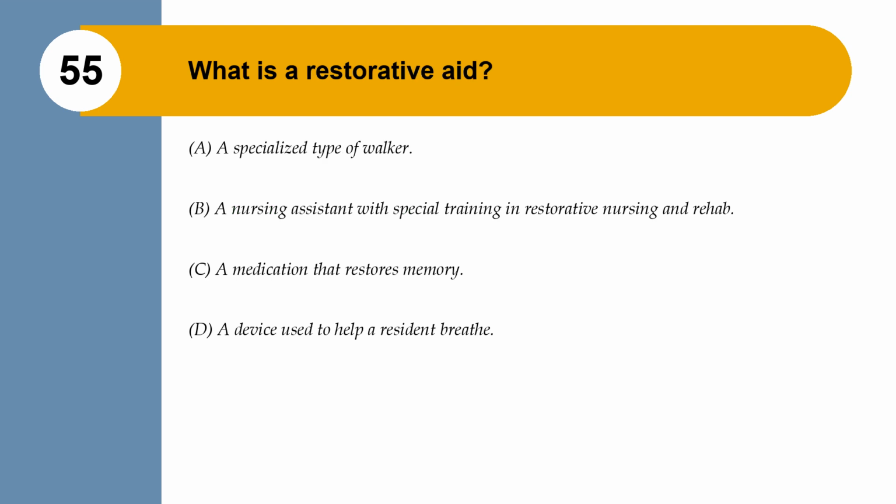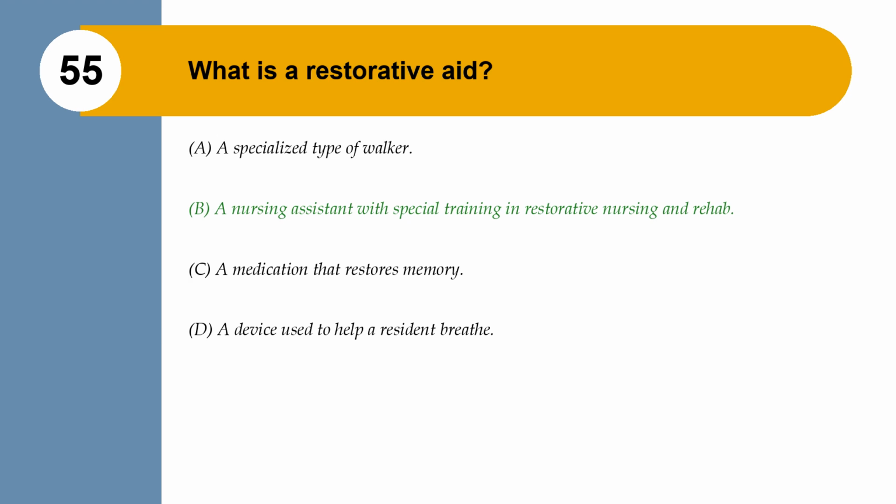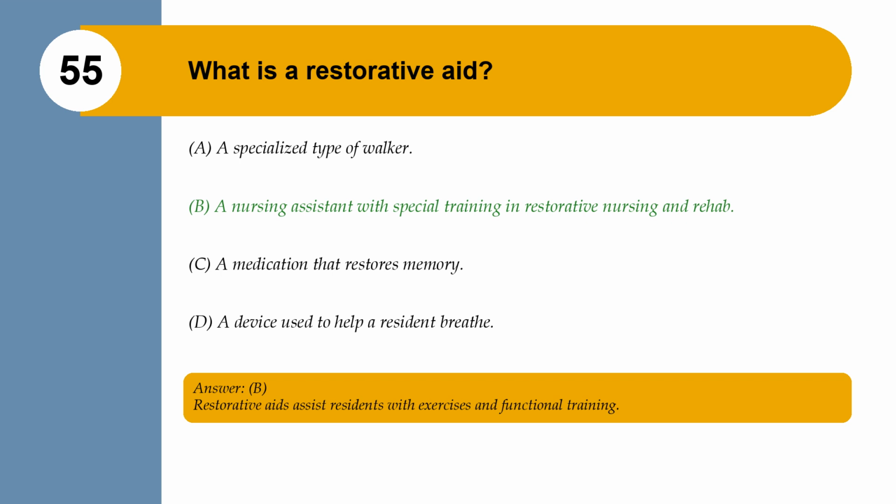Question 55. What is a restorative aid? Option A, a specialized type of walker. Option B, a nursing assistant with special training in restorative nursing and rehab. Option C, a medication that restores memory. Option D, a device used to help a resident breathe. The correct answer is option B, a nursing assistant with special training in restorative nursing and rehab. Explanation. Restorative aids assist residents with exercises and functional training.